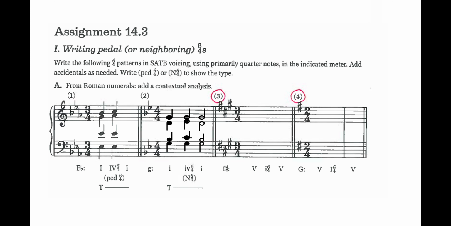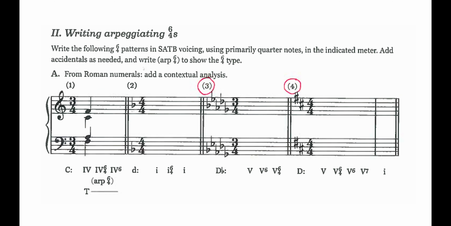So, part 1 of your homework is to do 3 and 4. Of course, example 3 is in minor. I wonder what that means. Next part, 14.3 part 2, writing arpeggiating 6/4s.